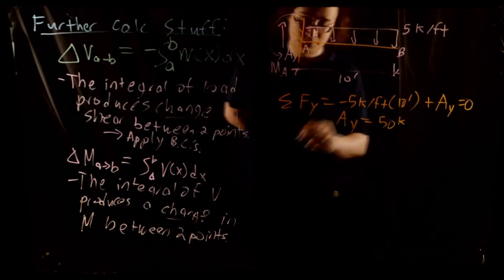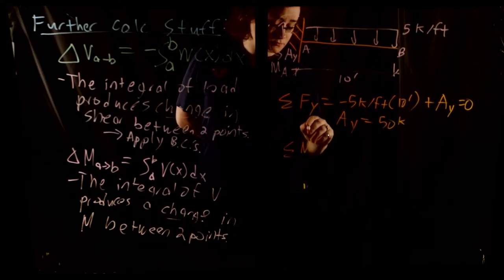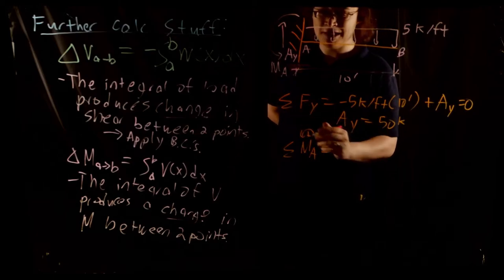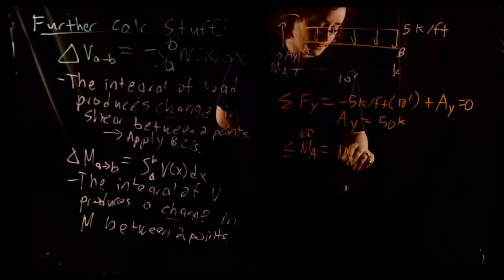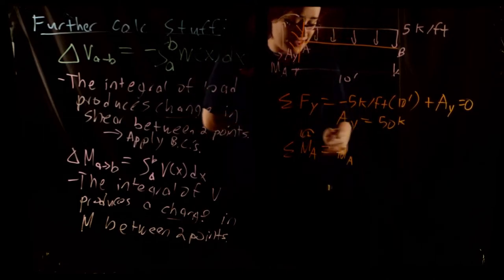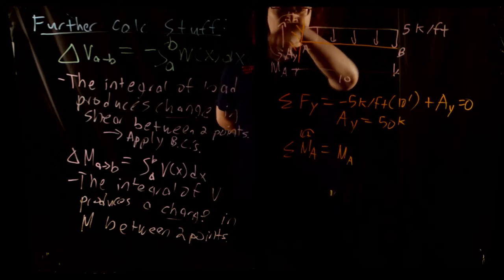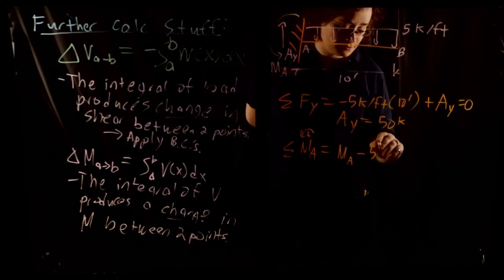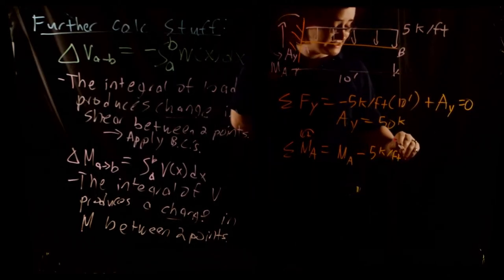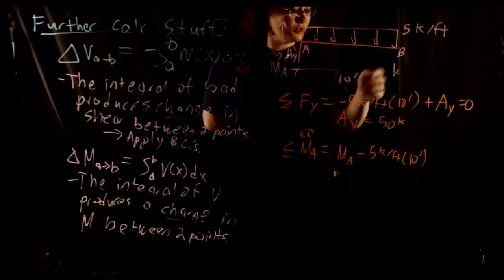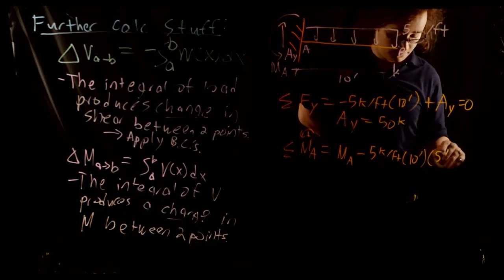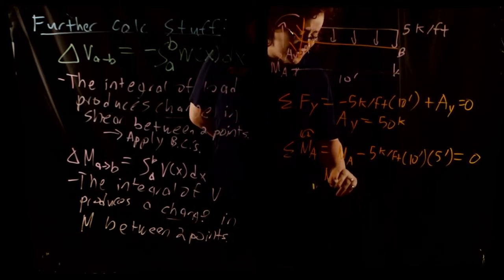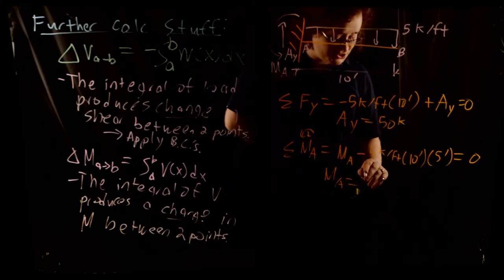No surprises there. And then summation of moments at A, counterclockwise positive. We'll have the reaction MA, which is counterclockwise about point A, so positive, and then minus 5 kips per foot, the equivalent point load of 50 kips times 10 feet times a moment arm length of 5 feet. This all equals 0 because we're in static equilibrium. So MA is equal to 250 kip feet.